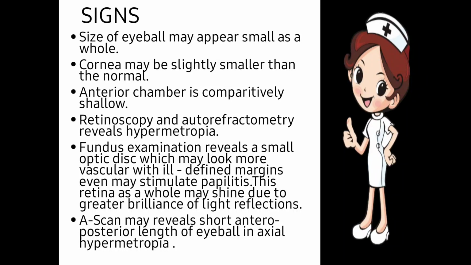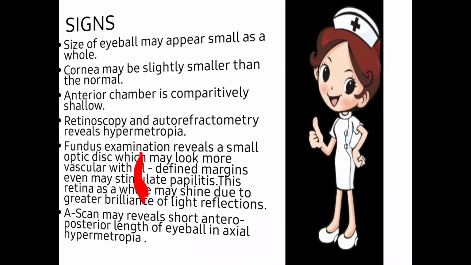Retinoscopy and autorefractometry always reveal the hypermetropia. It shows plus power only. Fundus examination reveals a small optic disc, and the margins will be blurred. Next one, A-scan may reveal a short anterior posterior length of the eyeball in axial hypermetropia. When there is axial hypermetropia, the axial length of the eyeball becomes small.